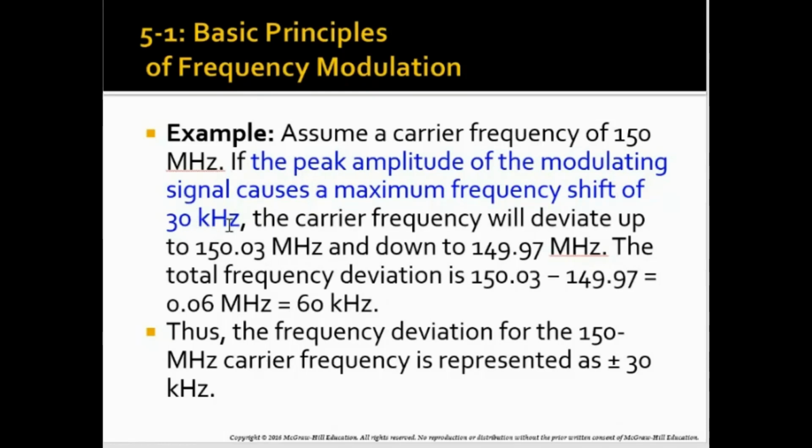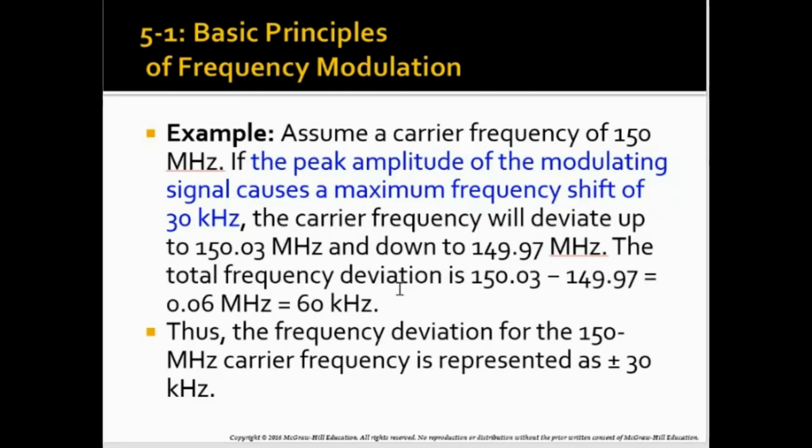So if you convert 30 kilohertz to megahertz, it will be 0.03, which you can see here. So we have 150.03 megahertz going upward, and again it goes down with another 30 kilohertz, so it becomes 149.97 megahertz. That is the range of carrier frequency changes.